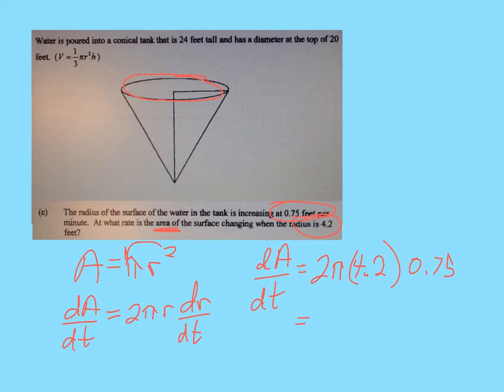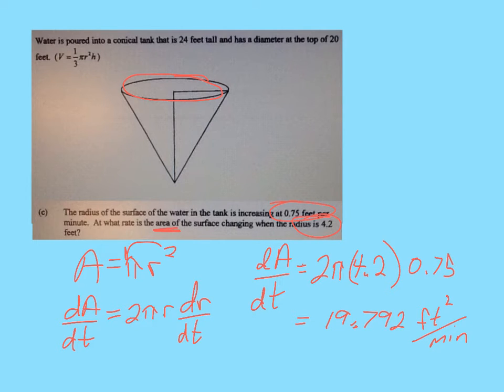So let's plug all of that into our calculator. 2 pi times 4.2 times 0.75, and I have the area is increasing at 19.792, and this is area. It's going to be square feet per minute.